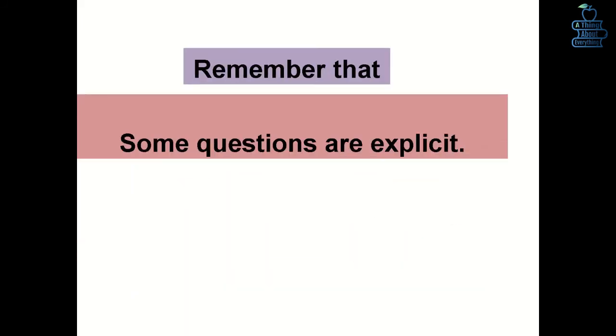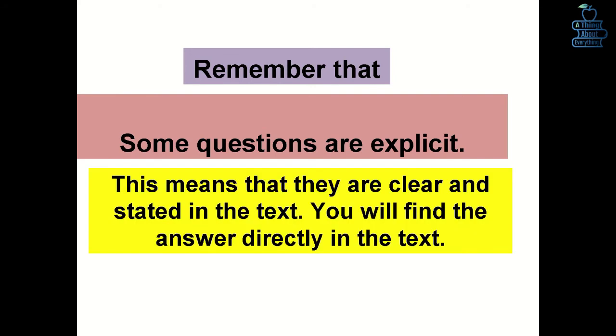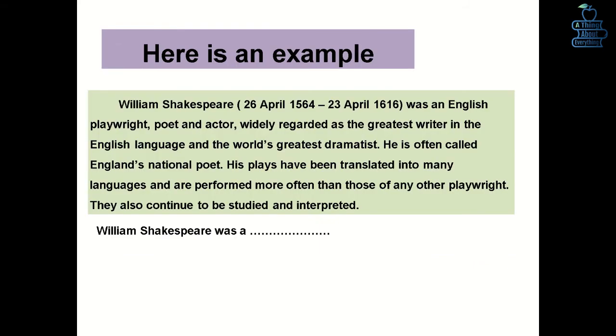So remember that some questions are explicit. That means they are clear and stated in the text. You will find the answer directly in the text if you have read it carefully, okay? So here is an example of explicit questions. The question says William Shakespeare was... He was what? If you start reading from the beginning: William Shakespeare was an English playwright, poet, and actor.